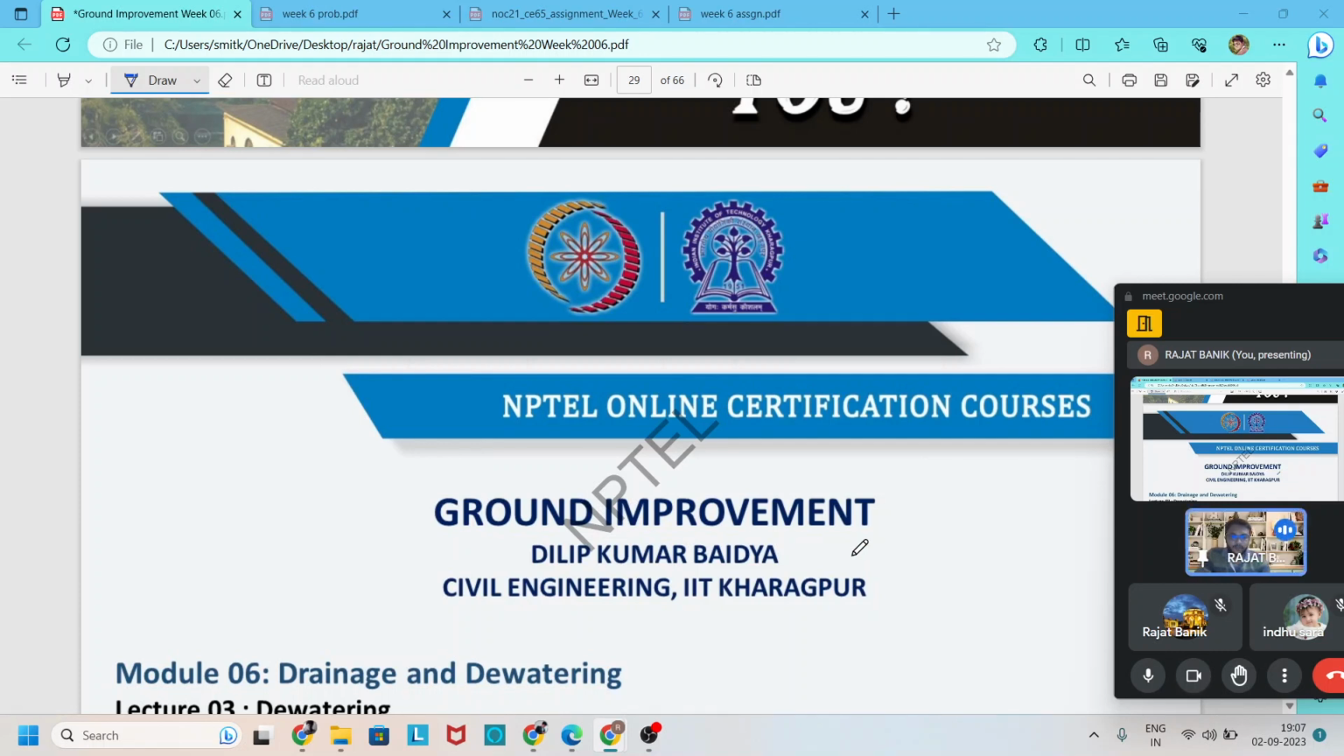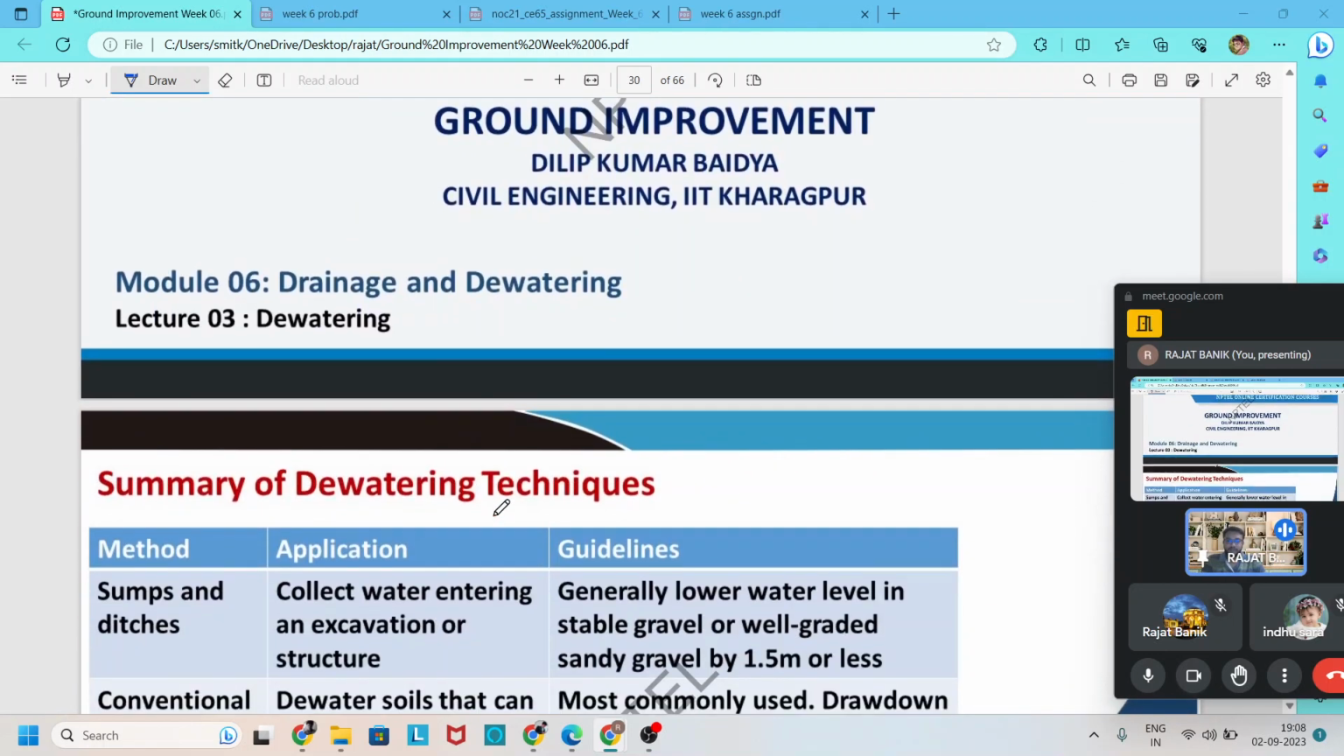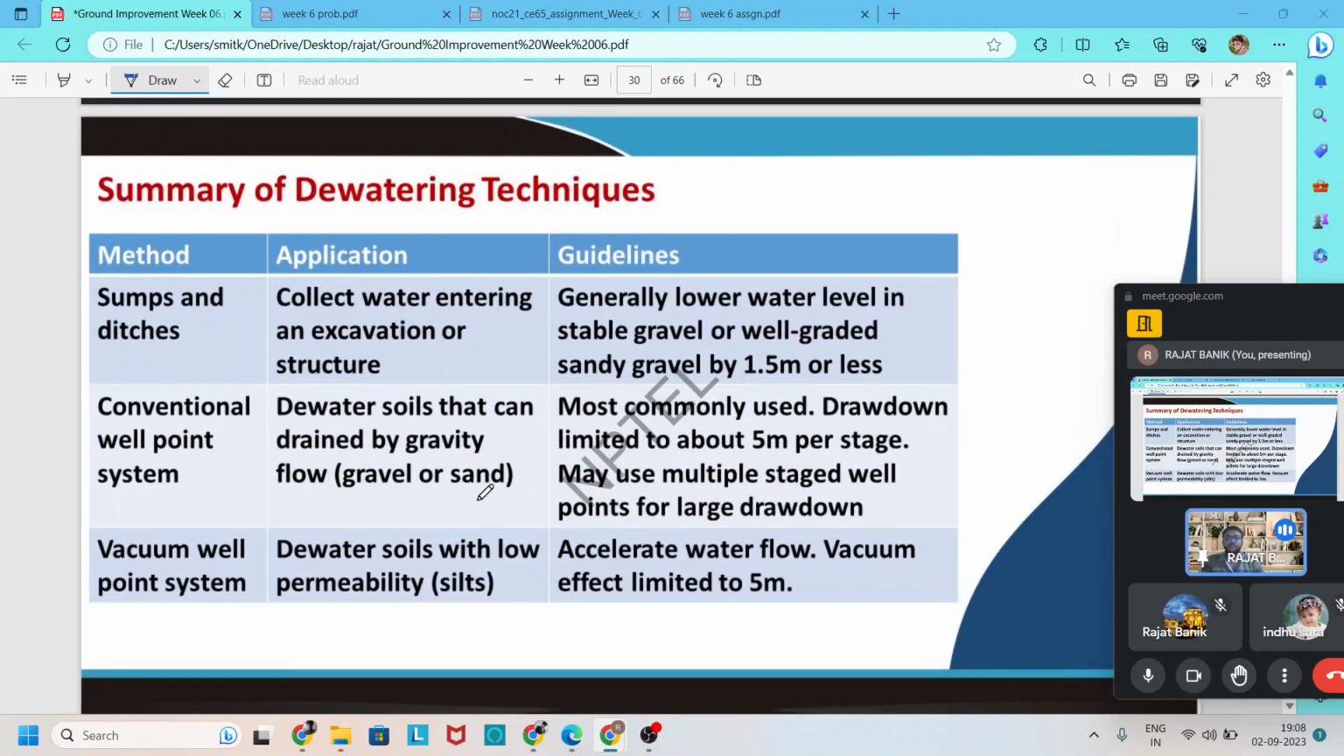So once again, welcome to this session. Now we continue the remaining part of this lecture, the week 6 lectures. In the coming slide, we discuss the summary of other dewatering techniques, or also some dewatering techniques discussed in this session. So here we can see the first one is sumps and ditches.